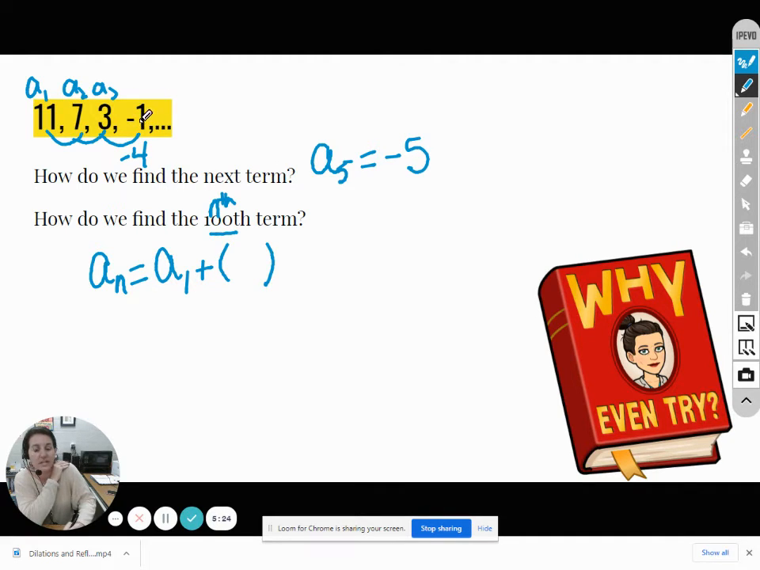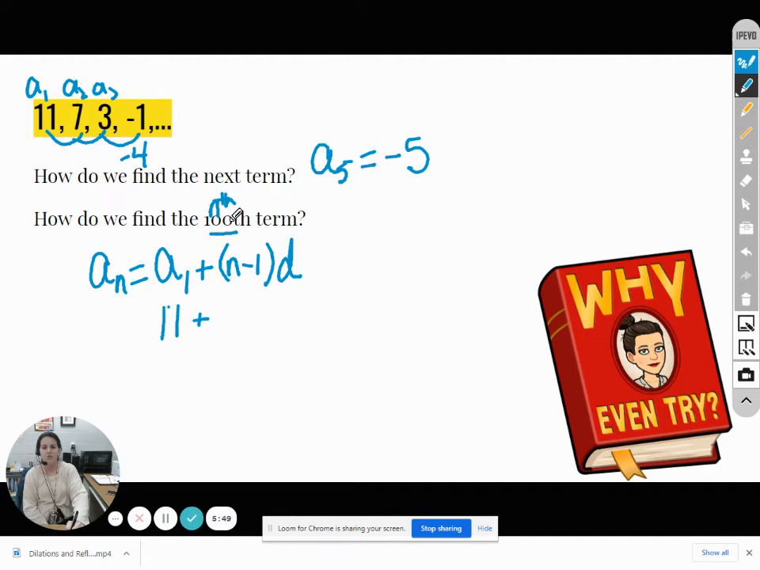So to get from here to the next one, what did we do? We looked at this negative 1. It was our previous term, so we do n minus 1, the previous term, times the difference, our common difference. We're going to say d for difference. It's the rate of change here. Okay, so this is my first term. So in this problem, our first term is 11.